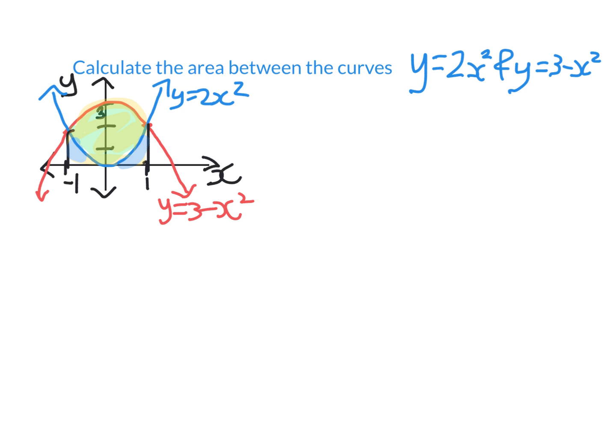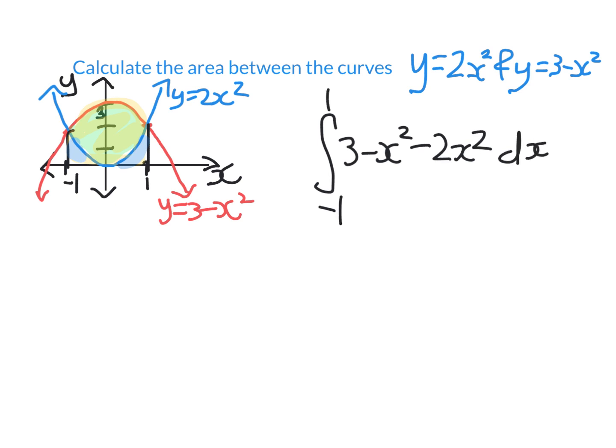To find that, it's just going to be the integral of the one on top, which must go first, minus the one on the bottom, and we're integrating that between the two points of intersection here, -1 and 1. Of course, we can make this a bit easier on ourselves. 3 minus x squared minus 2x squared just becomes 3 minus 3x squared. If you don't get the right one on top that's listed first, you might get a negative area. Of course, we want the answer to be positive.